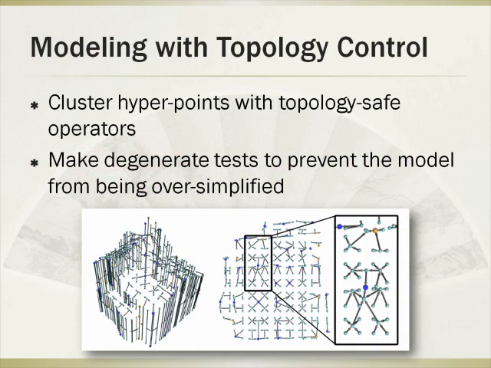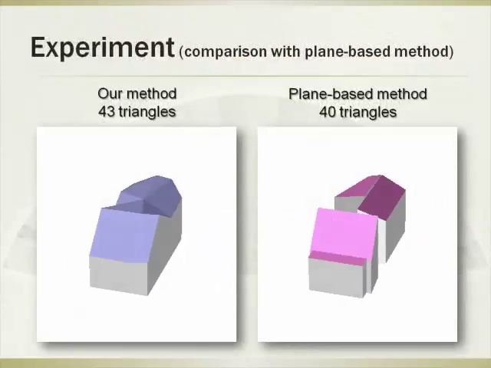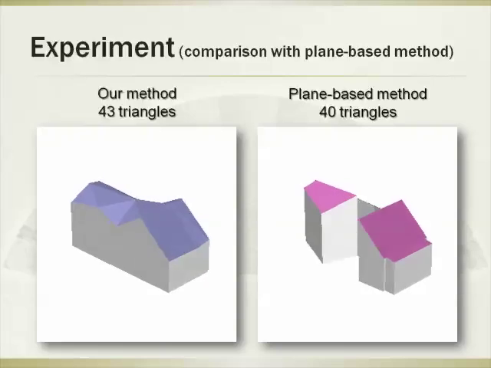The second modification is to use hyperpoint clustering with topology Ceph operators to replace the cell-based hyperpoints merging in 2.5-dimensional dual contouring. In addition, we make degenerate tests to prevent the model from being oversimplified, which is considered as the third major modification. The details of our modeling method can be found in our paper. Finally, we show some experiments.